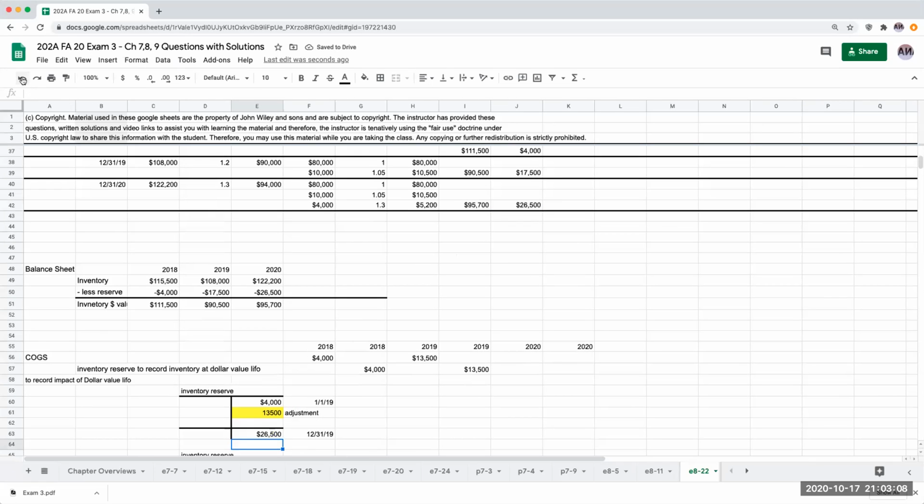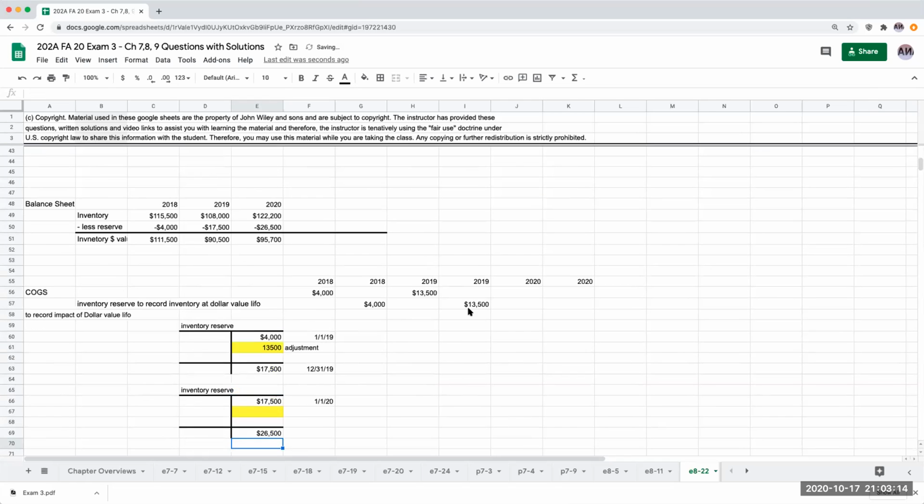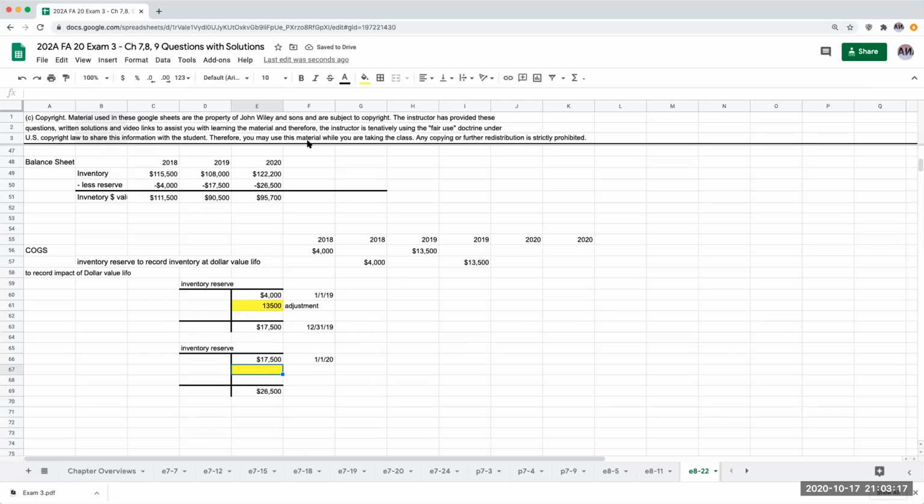Uh-oh, hold on, I did the wrong one. 17.5, so this needs to be 26,500. Come up with a different color, always nice. So 12/31/20. The difference between these two here is going to be $9,000. So my adjustment for 2020 for the dollar value LIFO is going to be $9,000.